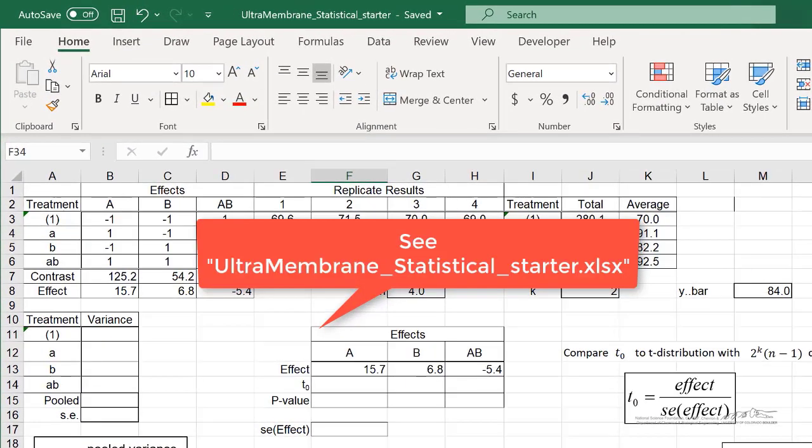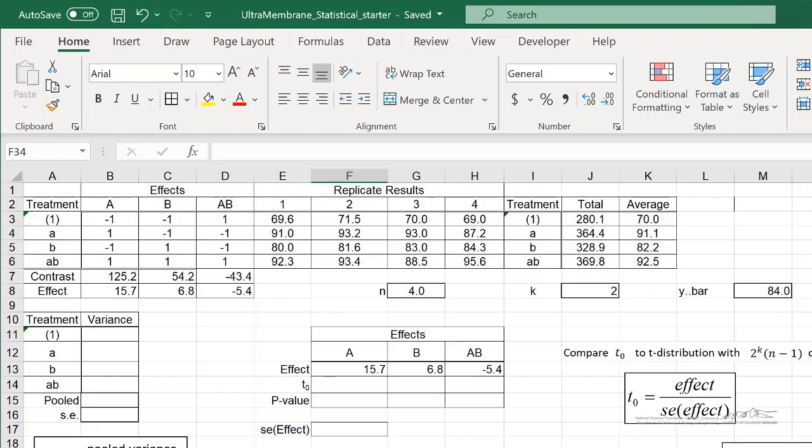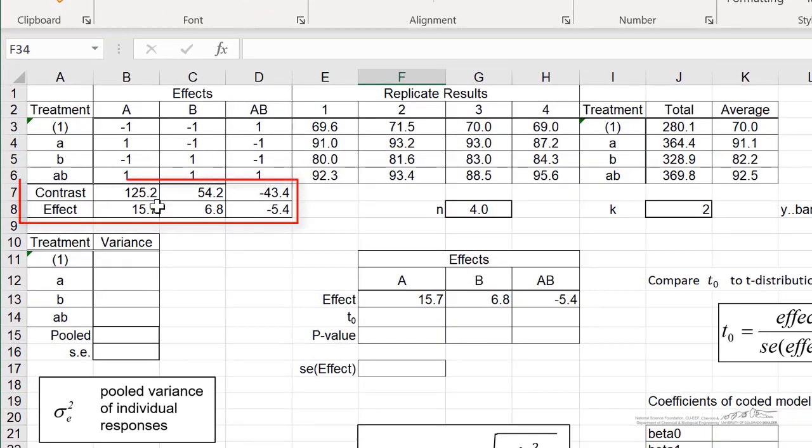So I've got a starter file here, ultramembrane statistical starter. You can work through this if you'd like. We have our contrasts and effects that we calculated in the previous screencast. I've got my number of replicates here. This is named n.